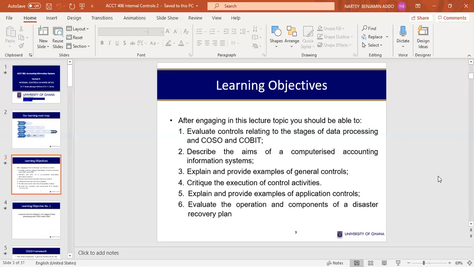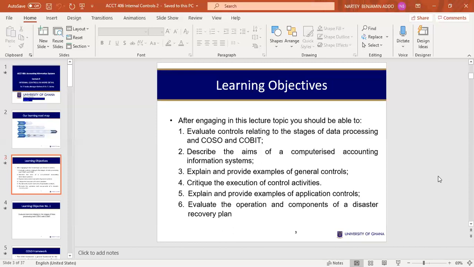Then we need to explain and provide examples of general controls. Now you realize that computer controls comprise 2 key types, and this has been identified by the COSO framework. So the COSO framework identifies 2 general types of computer controls. You also note that computer controls are part of general controls. So we have what we call IT controls, which are a subset of internal controls. And these controls are grouped into what we call general controls and then application controls.